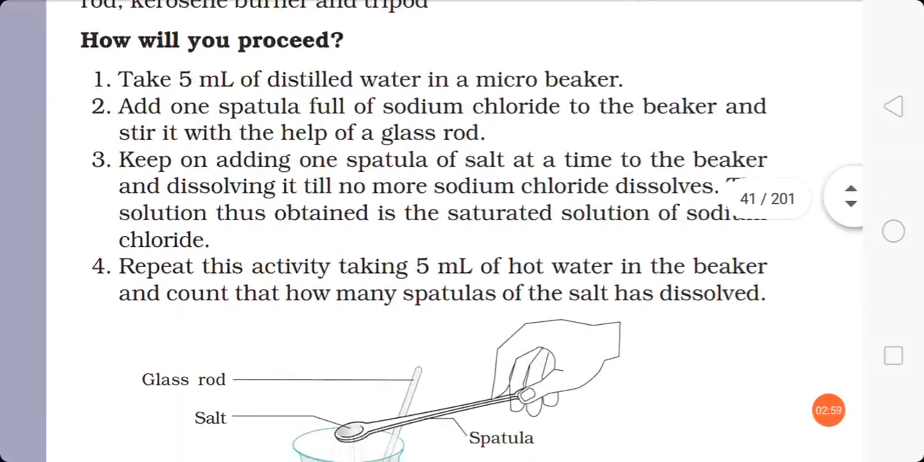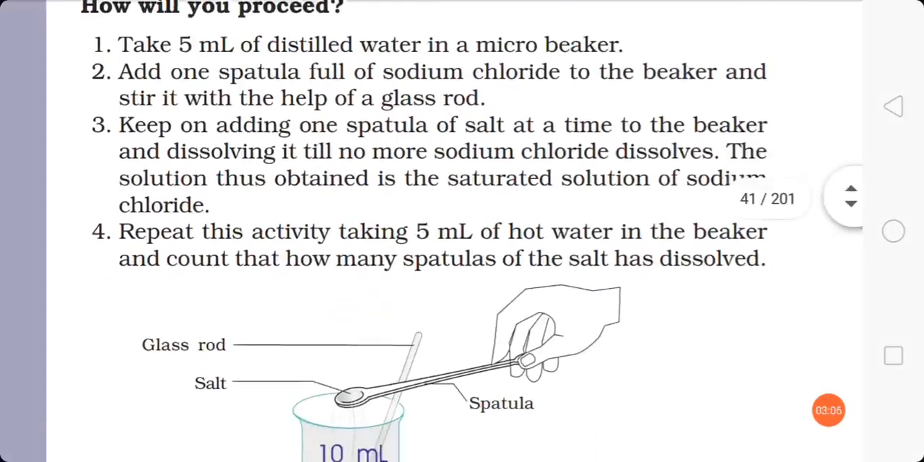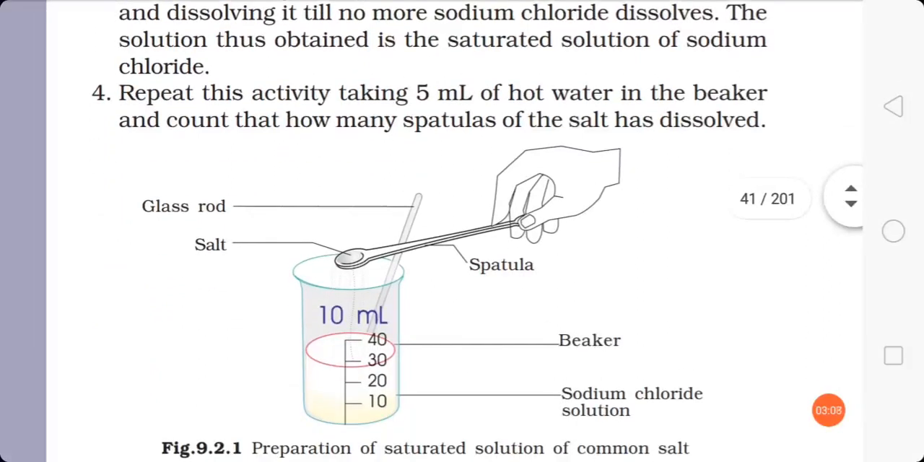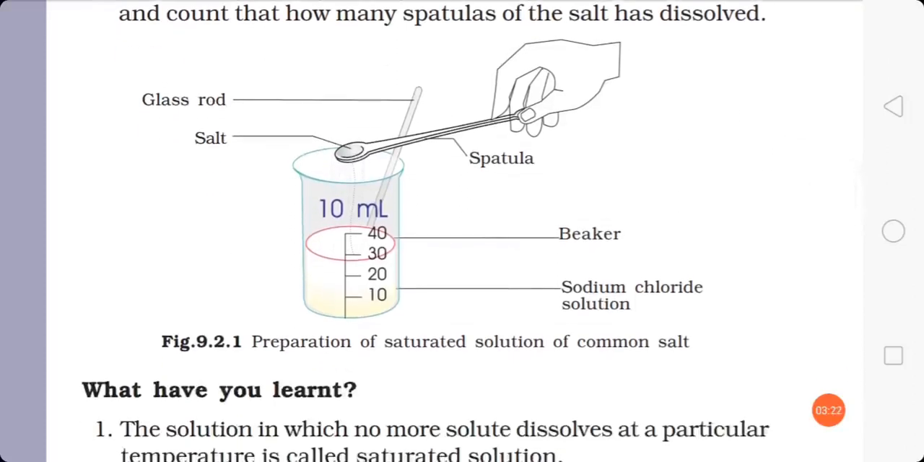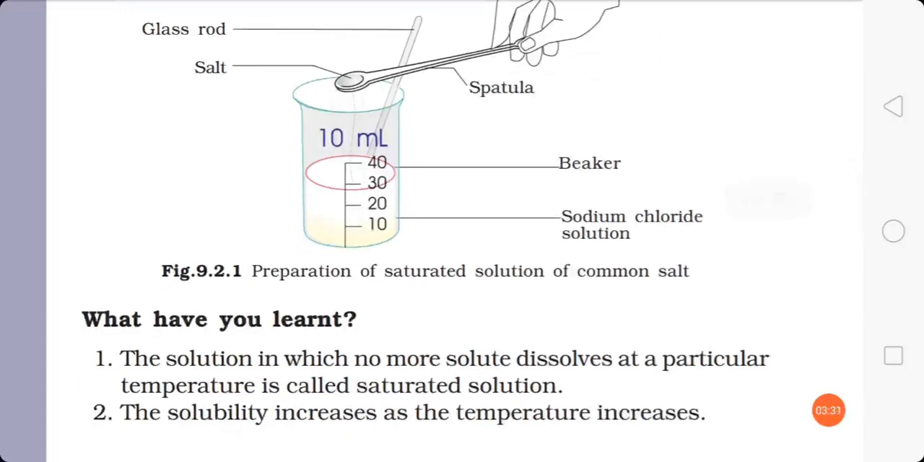Now repeat this activity with 5 ml of hot water in the beaker and count how many spatulas of salt dissolve. You will observe that when you add sodium chloride to water which is hot, it allows a greater number of spatulas to dissolve in it. So you can prepare a more concentrated solution if you heat the solvent. Here in hot water, more spatulas of salt can be dissolved.